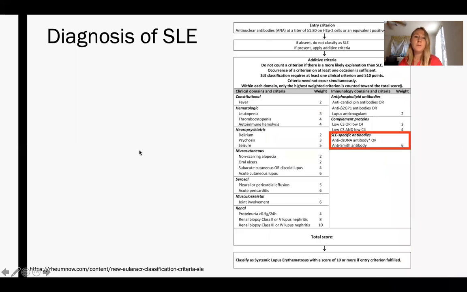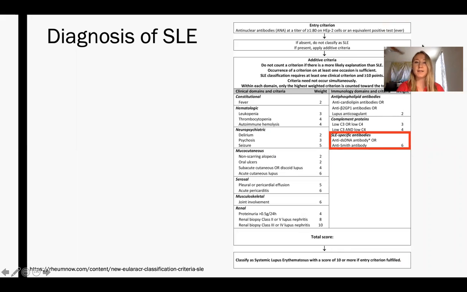And so diagnosing SLE, the first thing that they look at is they do an anti-nuclear antibody test. And anti-nuclear antibodies are autoantibodies that attack the nucleus of your own cells. And so if this test ends up being positive, the physicians will go through and apply the additional criteria. And it's split into clinical domains and immunological domains.